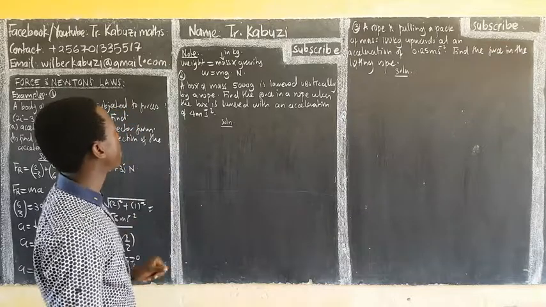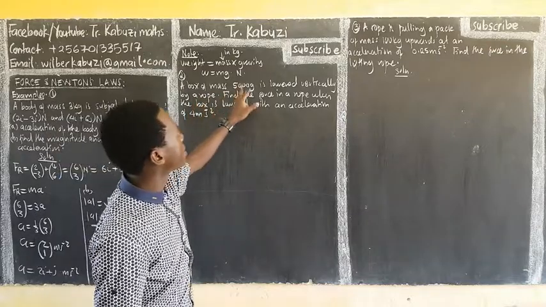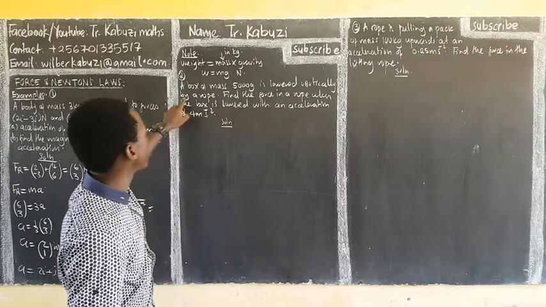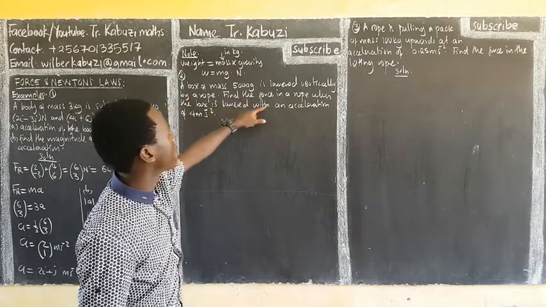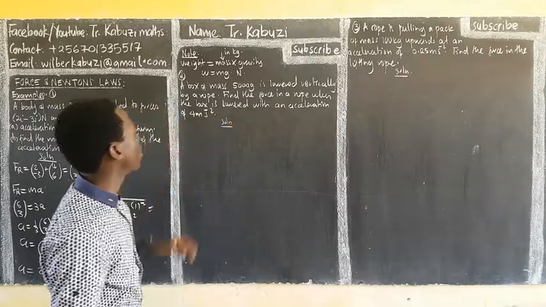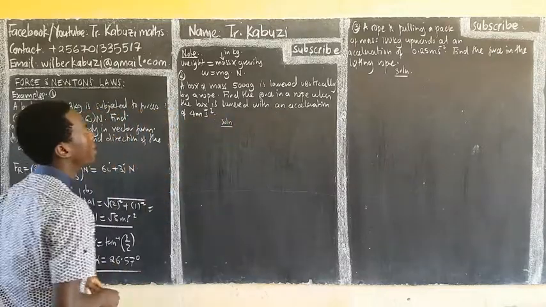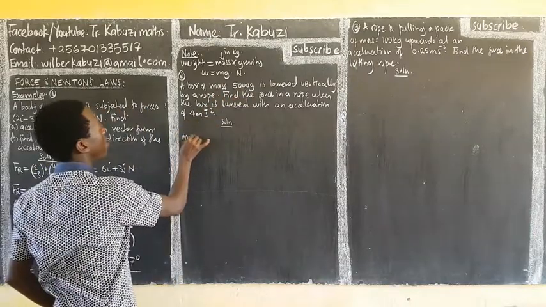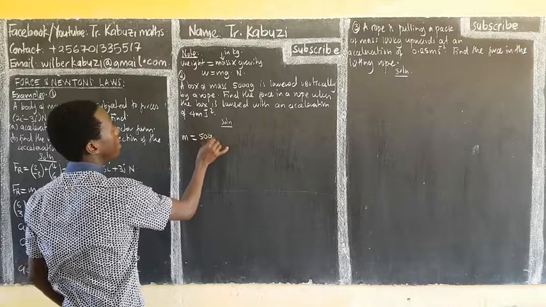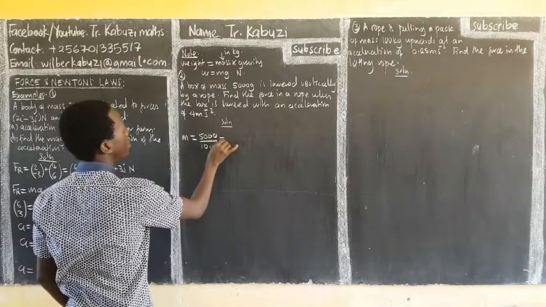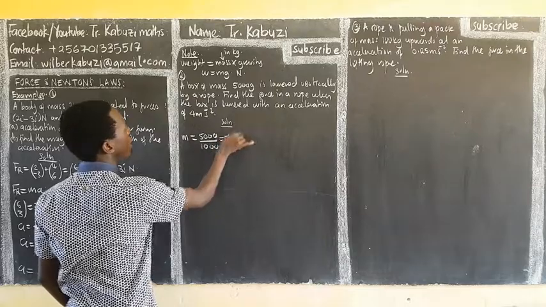Let us see this example. A box of mass 1,000 grams is lowered vertically by a rope. Find the force in the rope when the box is lowered with an acceleration of 4 meters per second squared. First of all, we take our mass in kilograms. So our mass now will be 500 divided by 1,000, which will give us 0.5 kilograms.